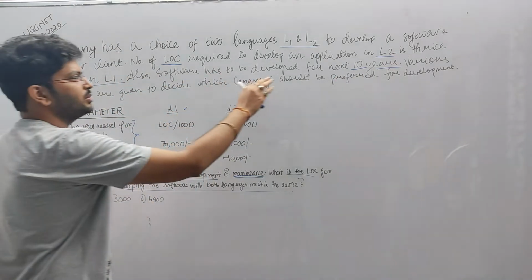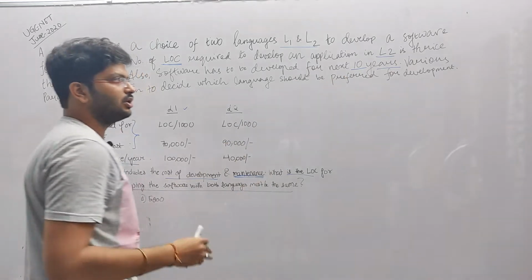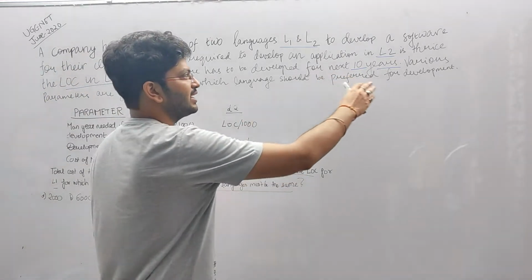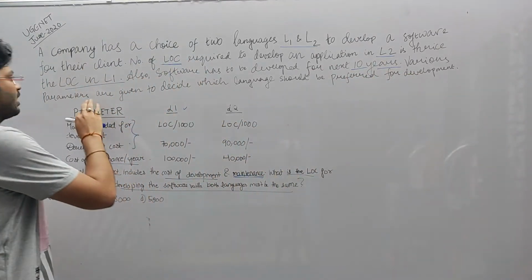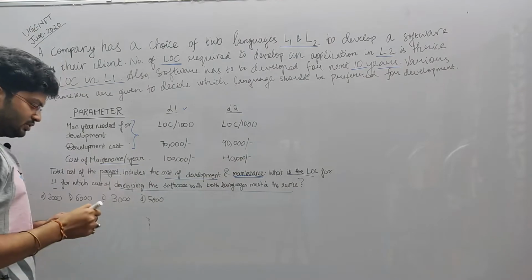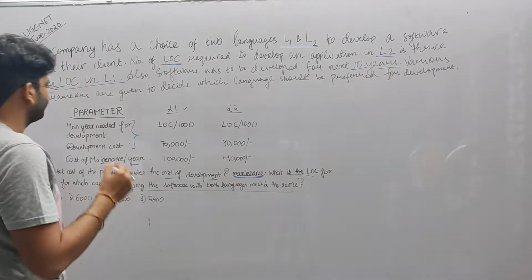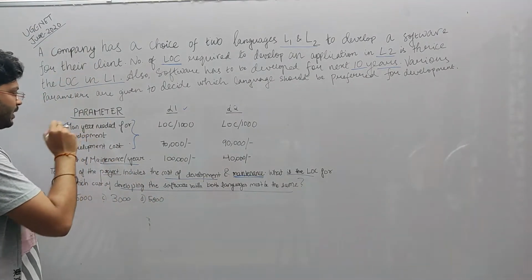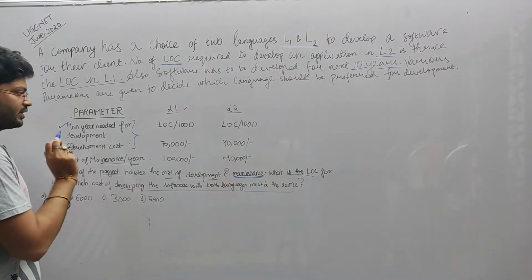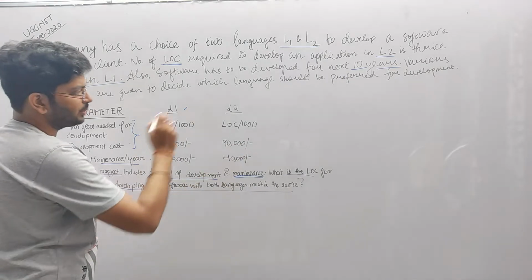Also, software has to be developed for the next 10 years. They have given the time, that is the software will be developed for the next 10 years. Various parameters are given to decide which language should be preferred for development. So let us see what the parameters are. The parameters are man year needed for development, the development cost, and the cost of maintenance per year, and the values of these parameters are given here.